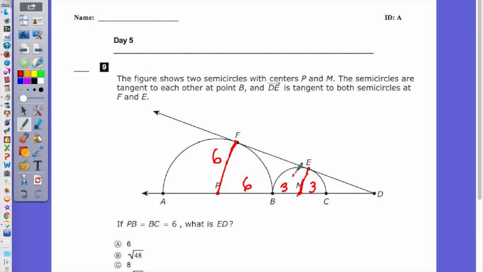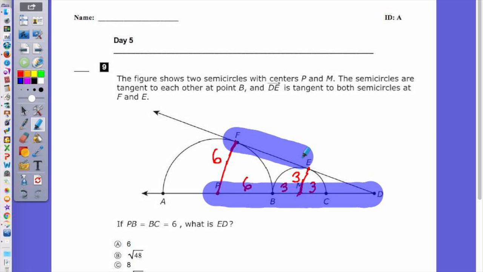M to E is 3. What you actually have now is a triangle, and 3 is the midsegment, right? This is like that one you kept doing on the backboard. It was on one of our test reviews. See, now you start to see why.